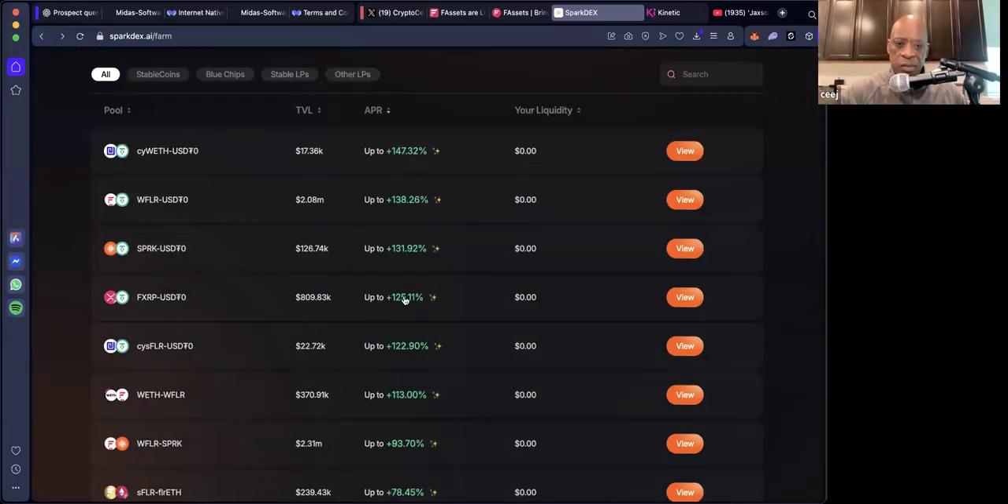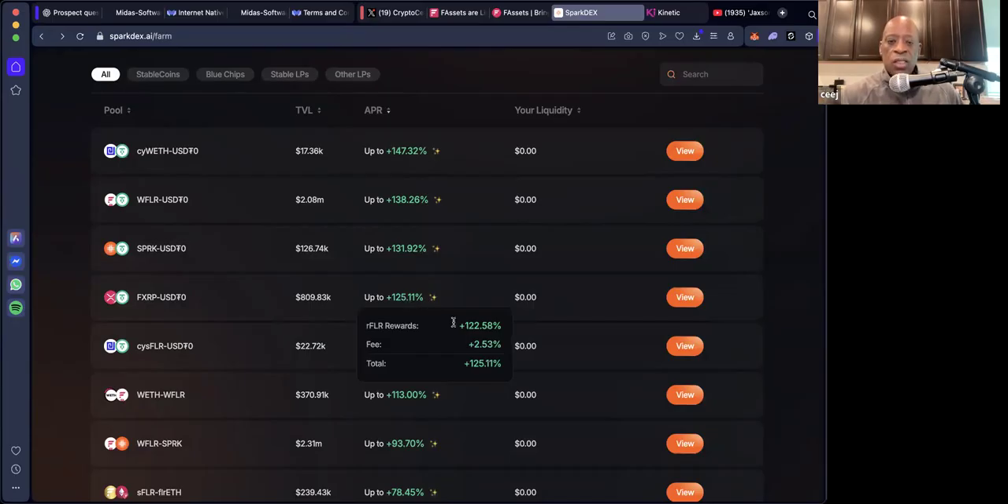Right here, you mouse over the up to 125% APR. These things are going to change. They're going to go down, they're going to go up, they're going to go down even more, they go up more, that type of deal. So it changes based on the amount of liquidity, et cetera. It's up to 809,000 in liquidity. It was 700 and something about an hour and a half ago.